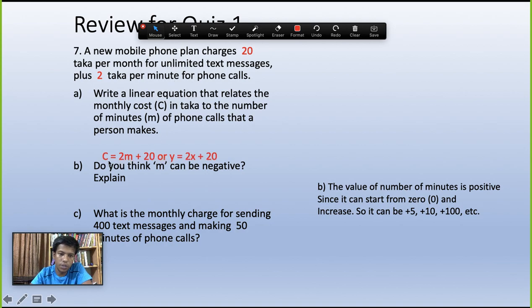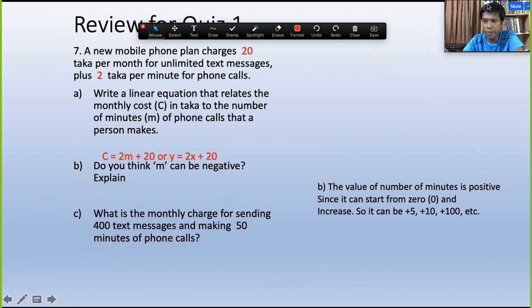So the model is this one: C equals 2m plus 20, because 20 is the fixed charge, and 2 taka per minute, that's why 2m. And if the minutes change, suppose the minutes become 5 or 6 or 10, then the bill will change. But if you send 5 messages or 10 or 20, the bill will not change, because unlimited messages equal 20 taka. So for this 20 taka, the bill will not change.